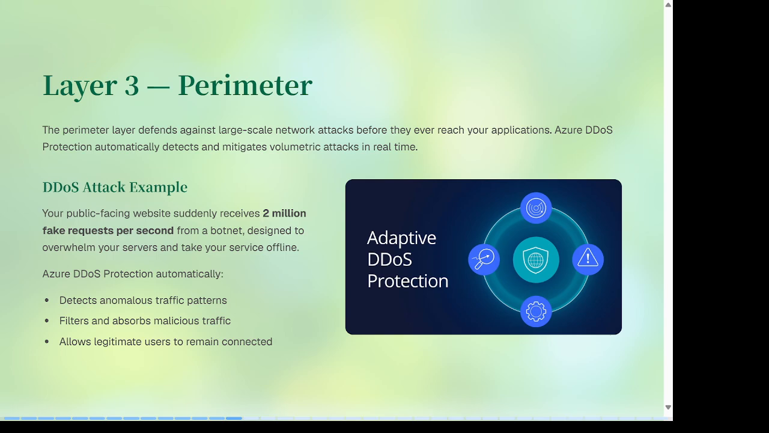Absorbs the attack. Azure has massive global network capacity. It can absorb and mitigate large-scale traffic floods without impacting your application. Even during a massive attack, your website remains accessible. Real customers can continue using the service. Attack traffic is blocked silently in the background. So users may not even realize an attack is happening.